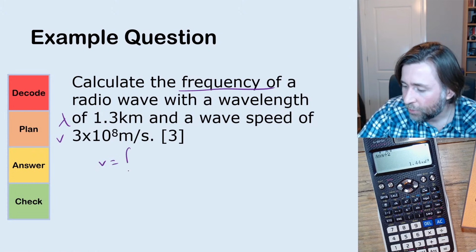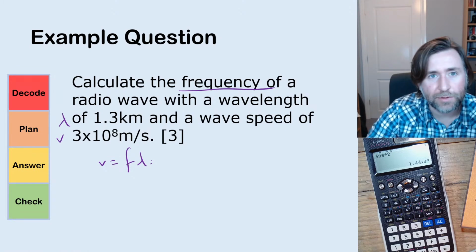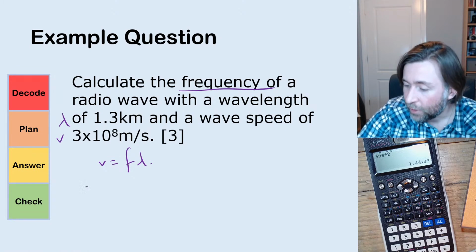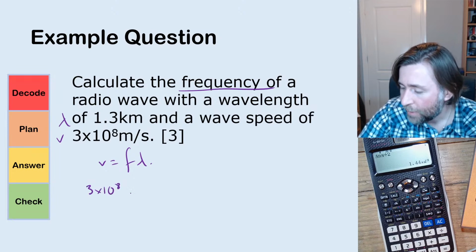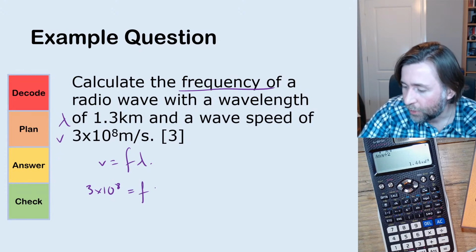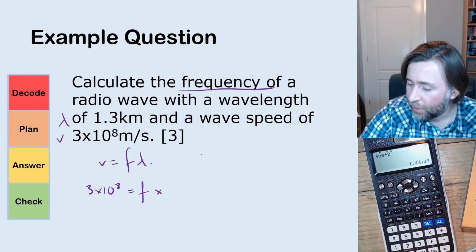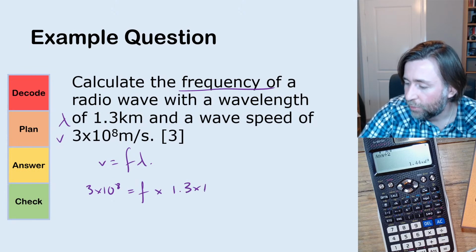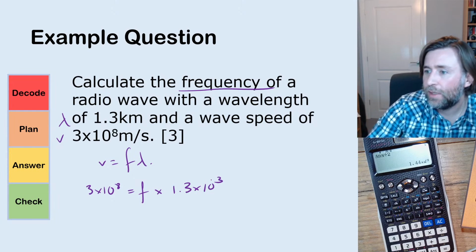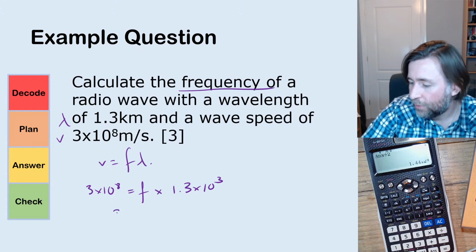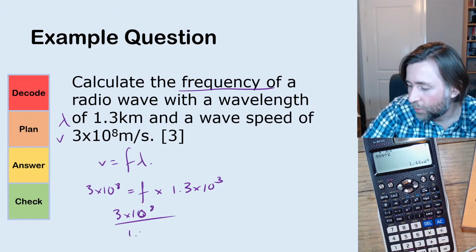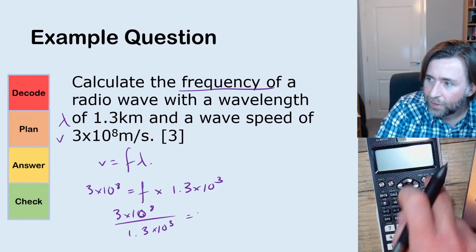Again, this is just apply this equation. Wave speed is frequency times wavelength. Put your numbers in where they go, not forgetting you want to work out f this time, and not forgetting that 1.3 is 1.3 kilometers, so 1.3 times 10 to the 3. And now rearrange for f: 3 times 10 to the 8 over 1.3 times 10 to the 3 gives me numbers in the calculator.